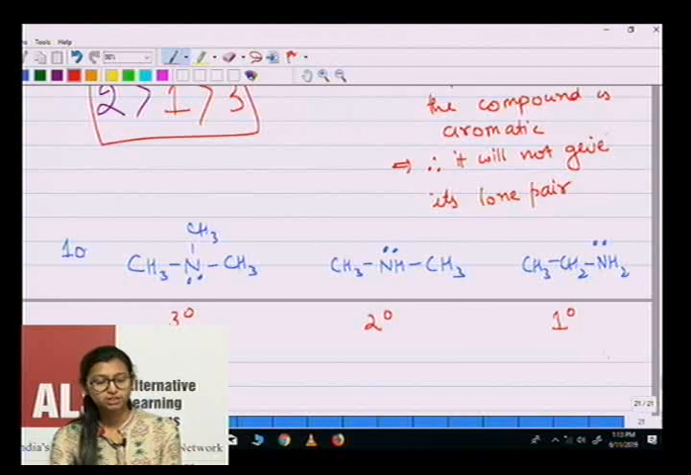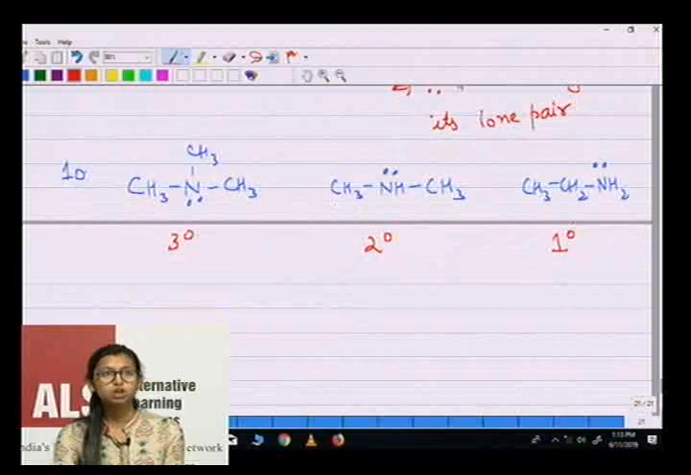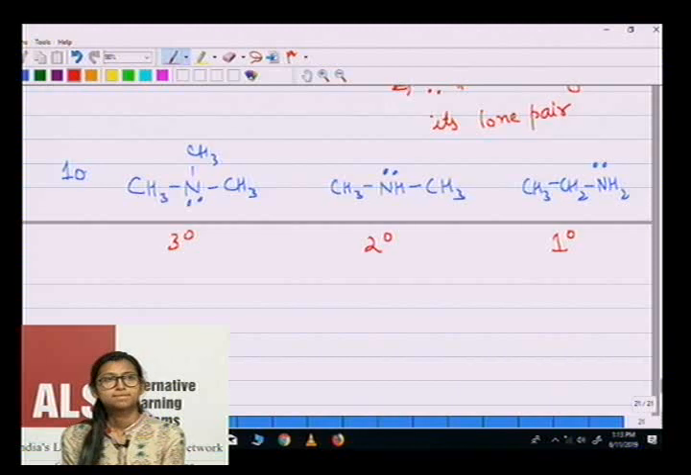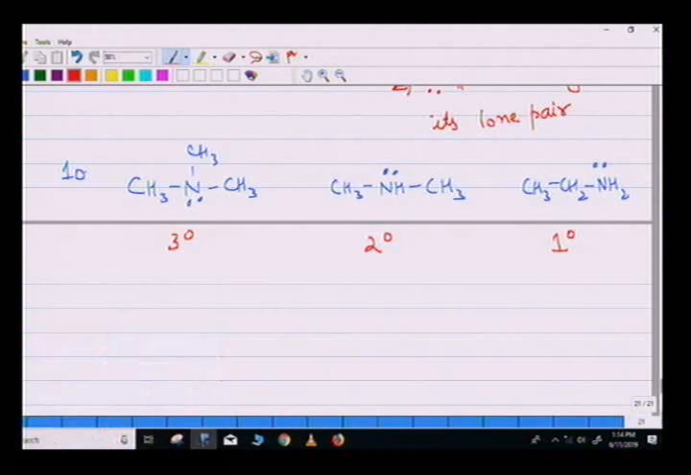What will be the order of basic strength here? Tell me the answer quickly. So what is the answer? Kenny is typing the answer.